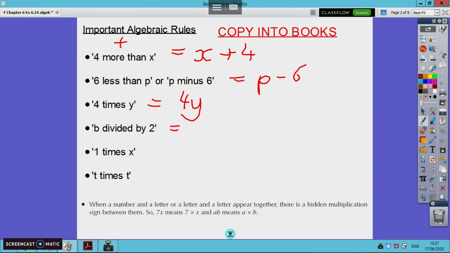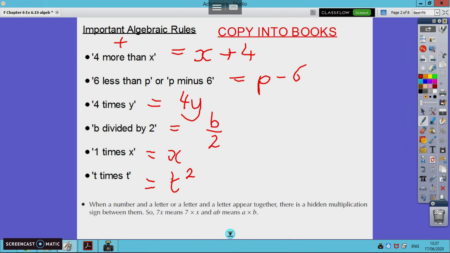b divided by 2, we use fractions instead of a division sign, so b over 2 would be what you would write. 1 times x is just x by itself, and t times t is t squared. So there are 6 algebraic rules that will help you to write whatever algebraic expressions you want to write.